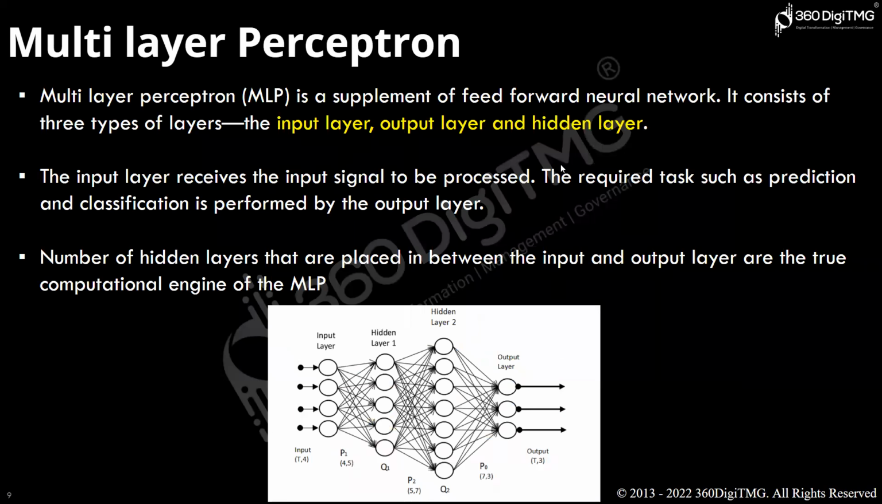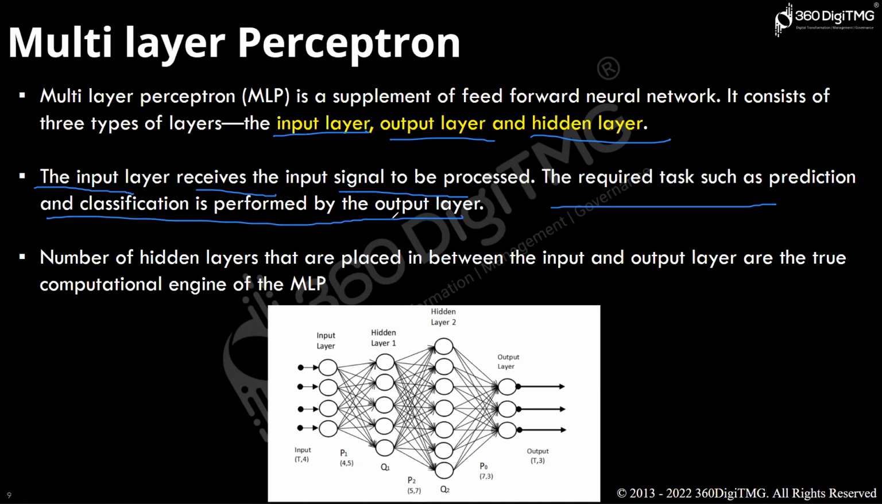Moving on, we're going to see what is meant by a multiple layer perceptron. So what is this MLP? A multiple layer perceptron is a supplement of the feed forward neural network. As I said, guys, I have explained the agenda. A multiple layer perceptron is nothing but a feed forward neural network. It consists of three types of layers: input layer, output layer, and hidden layer. The input layer receives the input signal to be processed. The required tasks such as prediction and classification are performed by the output layer.